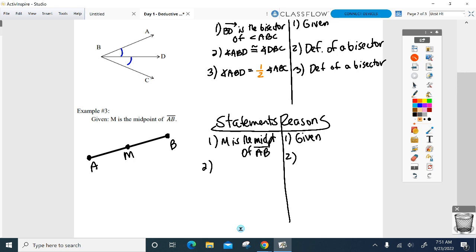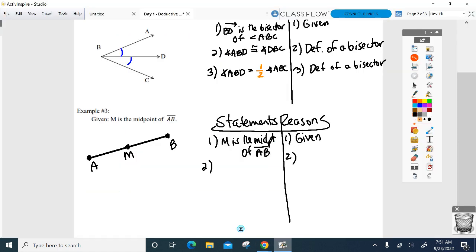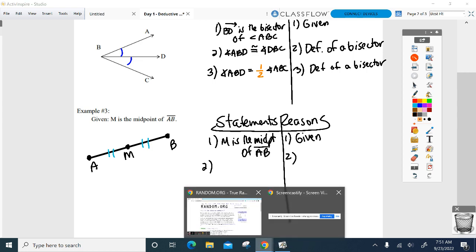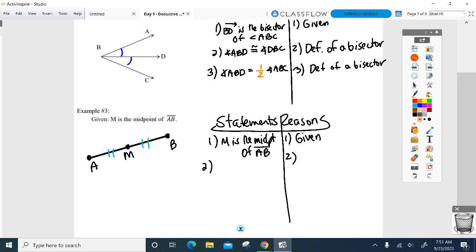What can you mark on your diagram? Hash marks. Where? A, M, and B. Good job. Now put that into your proof. What did we just mark on the diagram that we can write in words now in the statements column? What did we just mark in the diagram that I can now write symbolically here? AM congruent to MB. Good deal.